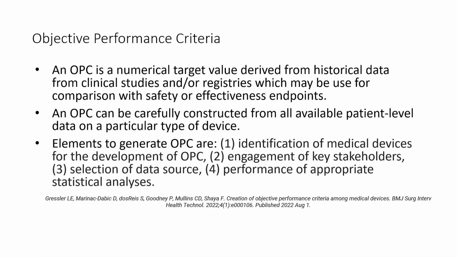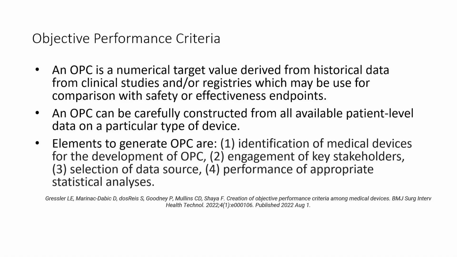Let's say somebody has maybe bioprinted something in the US, and it has successfully shown in that clinical trial. I'm just giving a random example. In that case, we can prepare for that and go in that direction, right, for possible entrepreneurship and other events. And objective performance criteria can be carefully constructed from all available patient level data on a particular type of device or a construct or biomaterial.